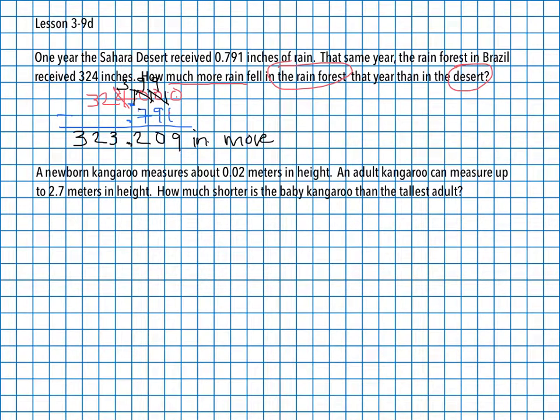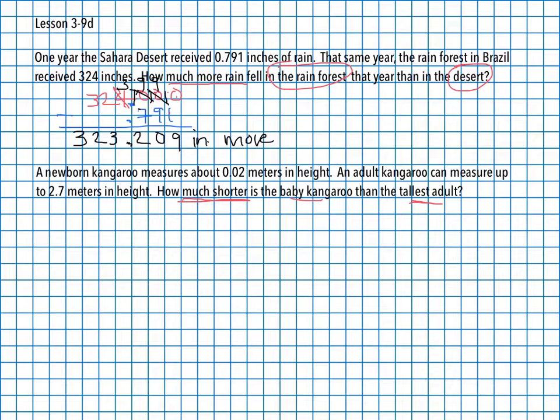A newborn kangaroo measures about 0.02 meters in height. An adult kangaroo can measure up to 2.7 meters in height. How much shorter is the baby kangaroo than the tallest adult? And again, hopefully when you read this, how much shorter, your mind automatically starts blinking, subtraction, subtraction, subtraction. So why don't we set up a subtraction problem? We have shorter than, so we get adult minus baby kangaroo.